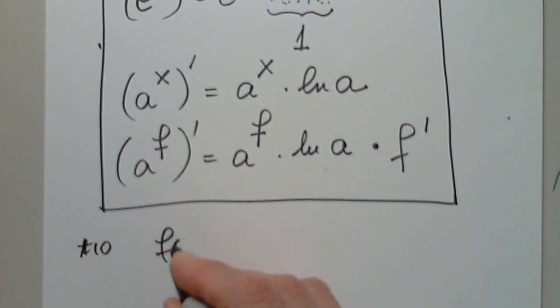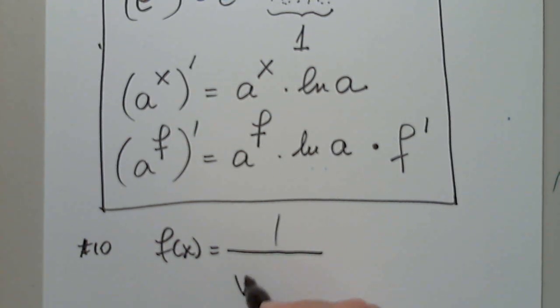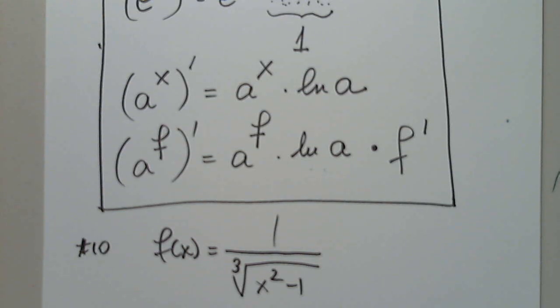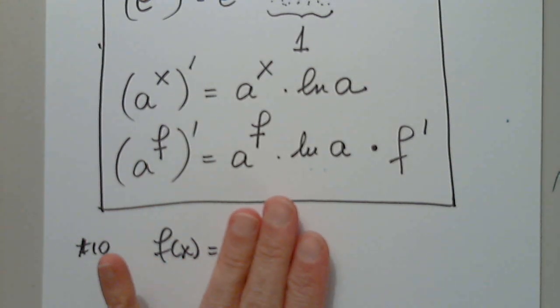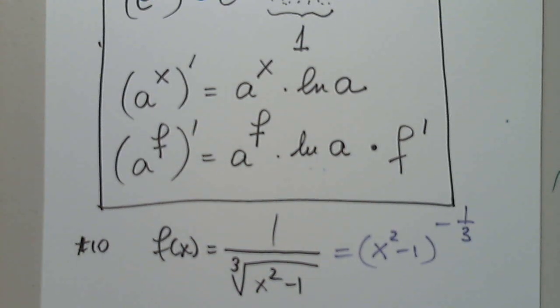f of x equals, I think it's the cube root. Do you see the cube root? Yeah. Okay, very good. The cube root of x squared minus 1. Perfect. So this is a function that is not a very friendly function, but I will make it friendly. And here's how I'm going to make it friendly. Now it's friendly. This is not.